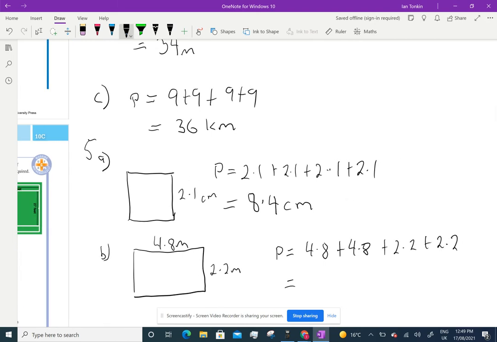Now, I could use my calculator, but I know 2.2 plus 4.8, well, that's going to equal 7. And then I'm going to have 2 7s, so it's going to be 14 metres. As I said again, use your calculator if you're having trouble.